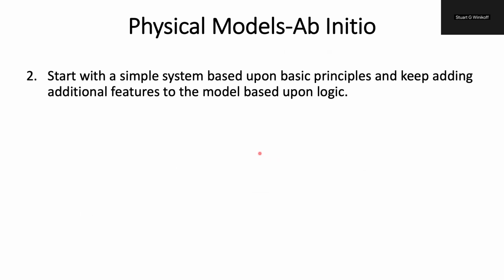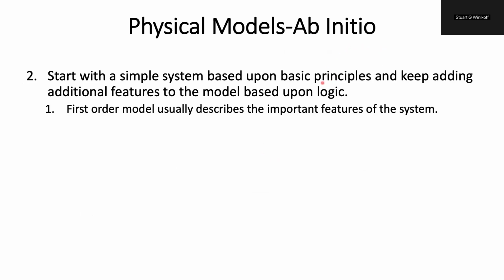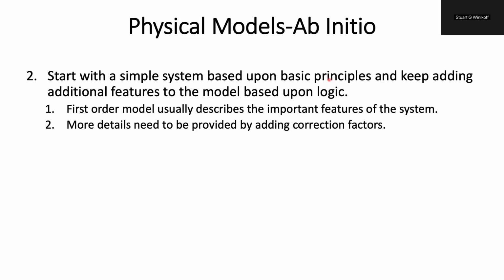So this starts on what's called first principles, which is where the ab initio comes from. In this case, you start with basic chemistry principles, and then you keep adding additional features to the model based on logic. So this is often going to start with simple physics models. So you're going to figure out, all right, what are the most important features of the model I want to try and describe? And then how would I expect these rules to apply and scale up?